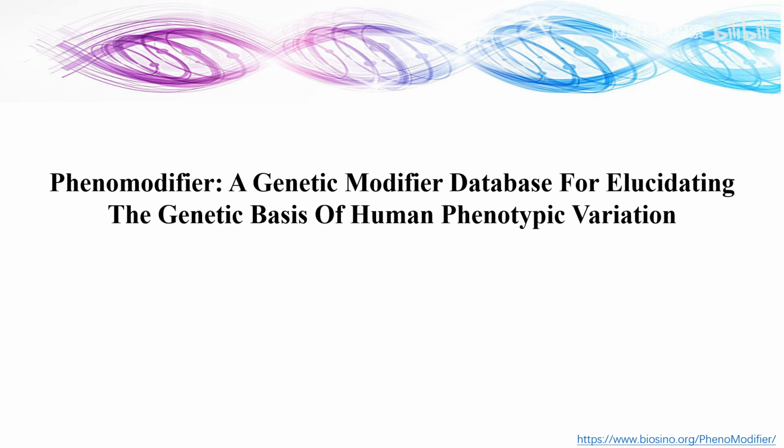Today, I would like to introduce a database called Phenomodifier. What can we use this website to do that is useful for our research? Of course, we all know that the phenotype is decided by the gene. When the gene is modified, there is another phenotype, maybe a disease. So knowing the relationship between the modifier and the phenotype variant is of critical importance.